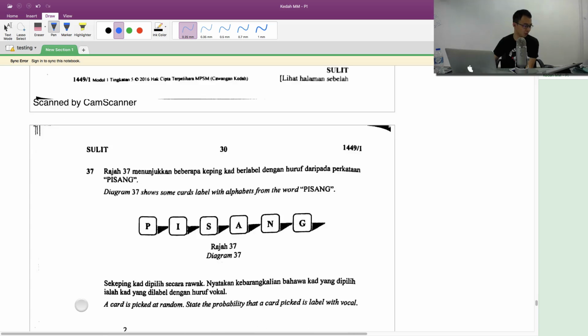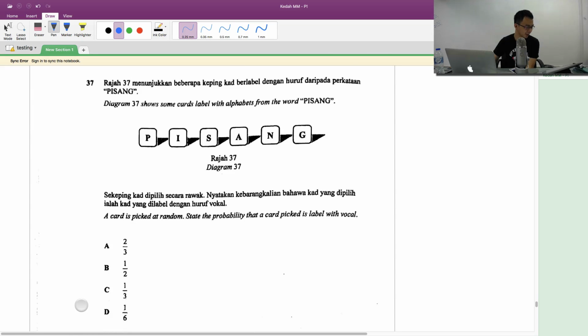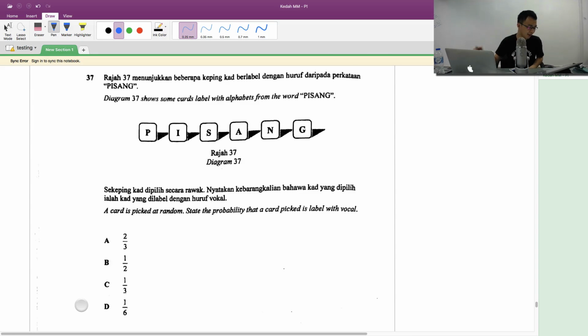Alright, then we go to question 37. Diagram 37 shows some cards labeled with alphabets from the word pisang. A card is picked at random. State the probability that a card picked is labeled with a vowel. The vowel here means A, E, I, O, U. So you just see how many vowels you have.